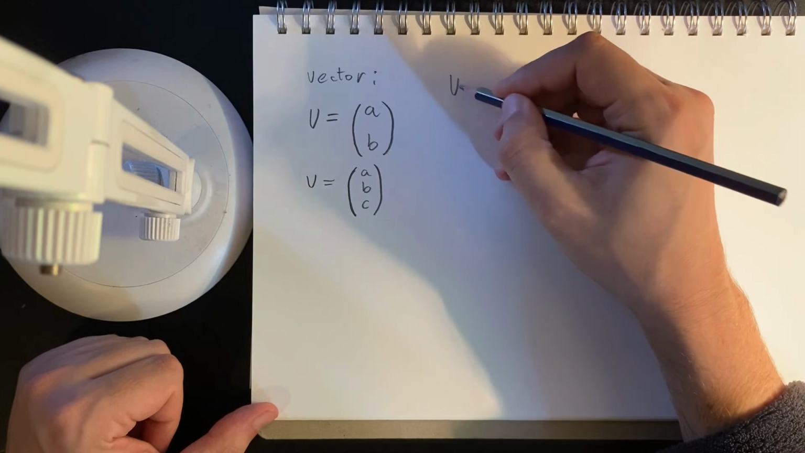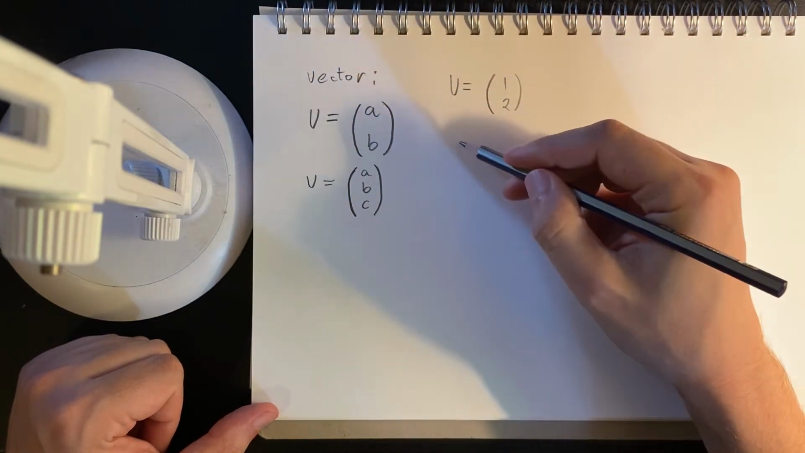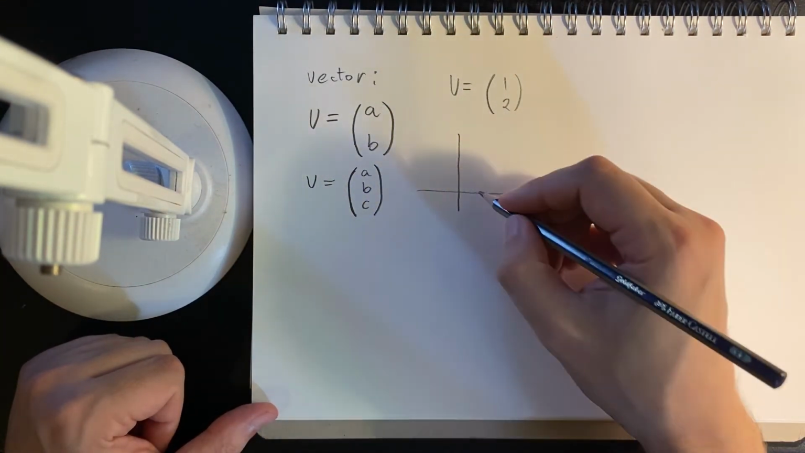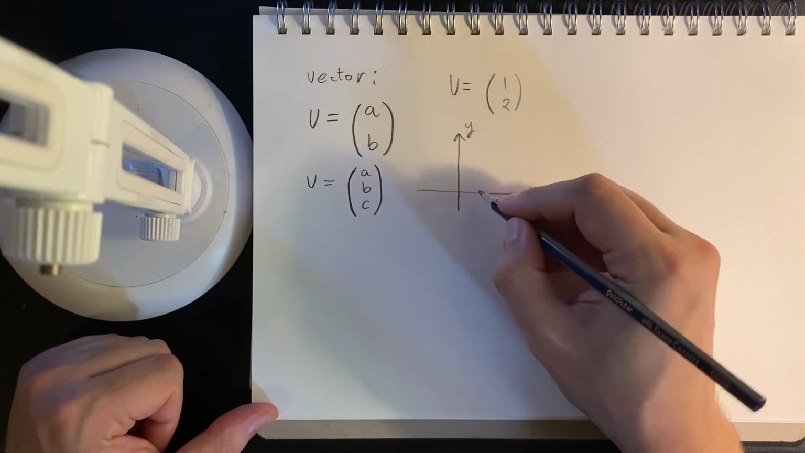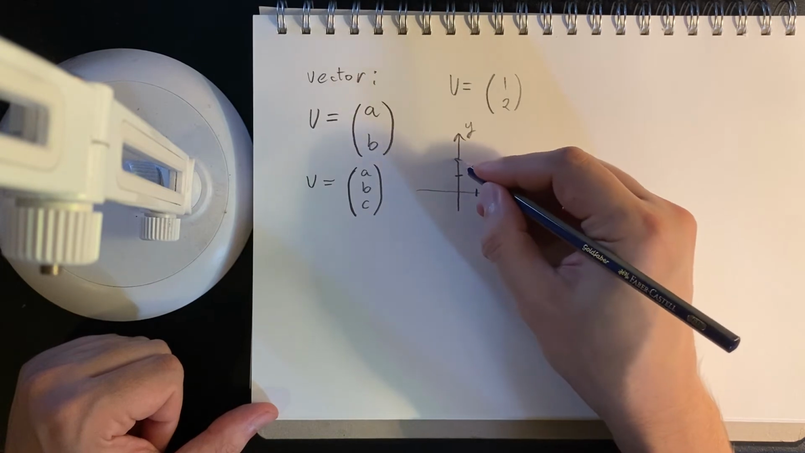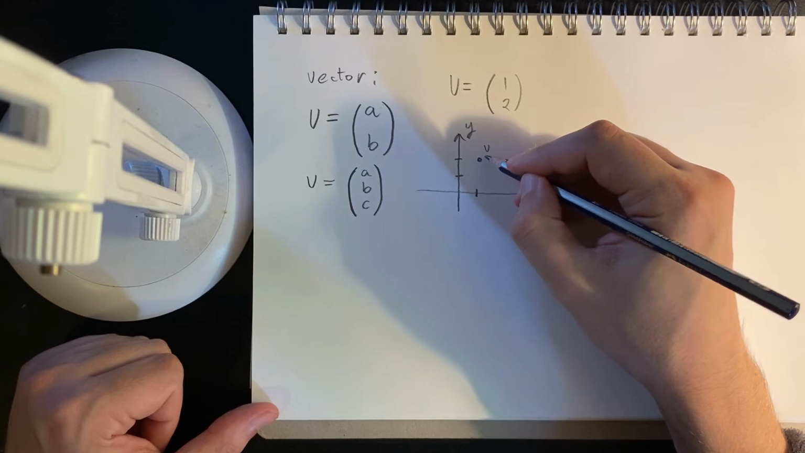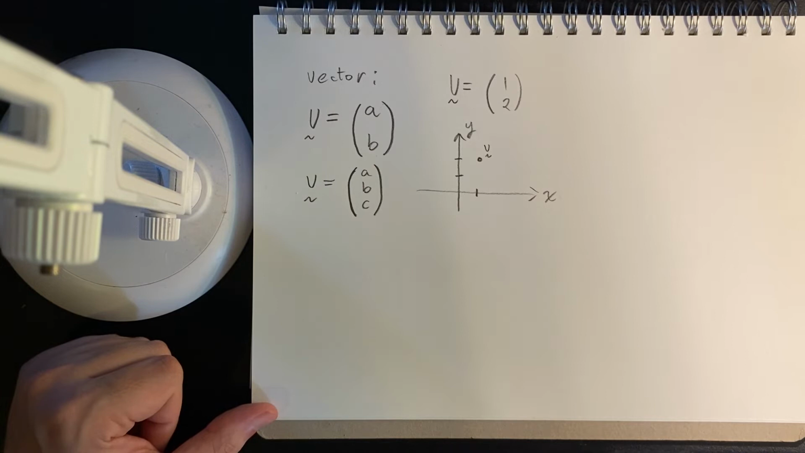So if I take the vector 1, 2, then I can interpret that as, if I go in the x and the y, and I go 1 step along in the x, 2 steps along in the y, that is my point. It's also common to put this little tilde underneath the letter to signify that it's a vector. Okay, so that's one use, is to describe a position.